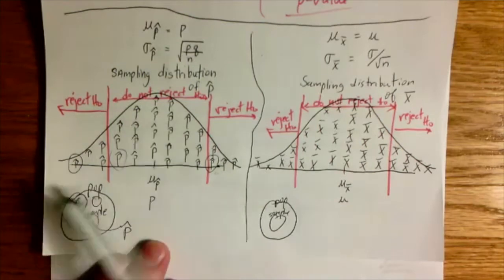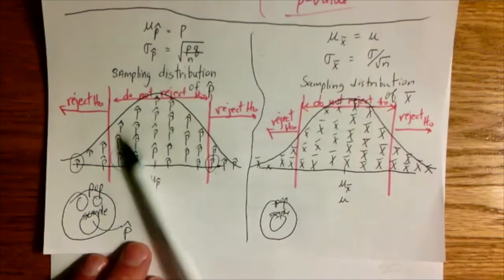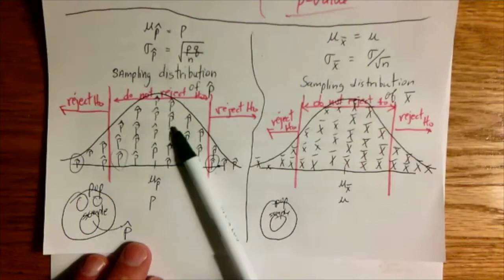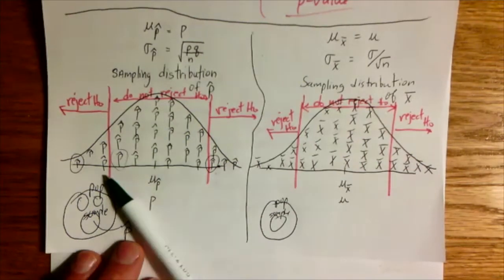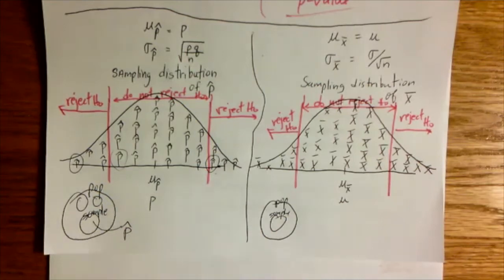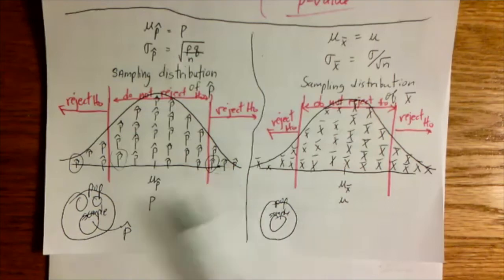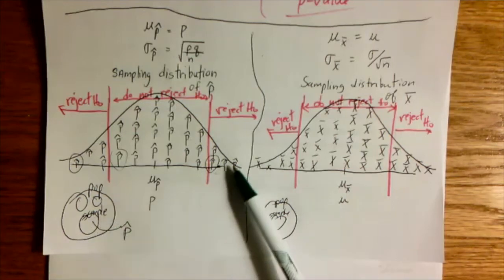Since this curve is normal, we can say some things about the percentage of outcomes that fall in a certain range. For example, we know about 95% of all the sample proportions will fall within about 2 standard deviations of the mean. But there are some samples that fall outside that area, just because it's possible.